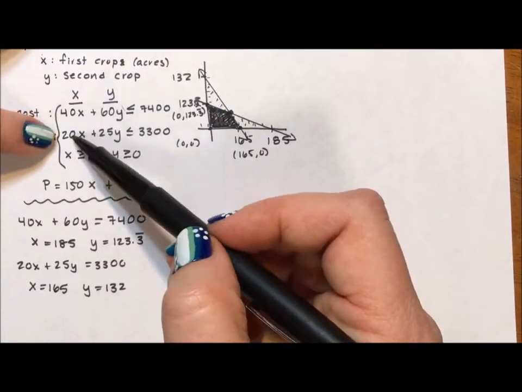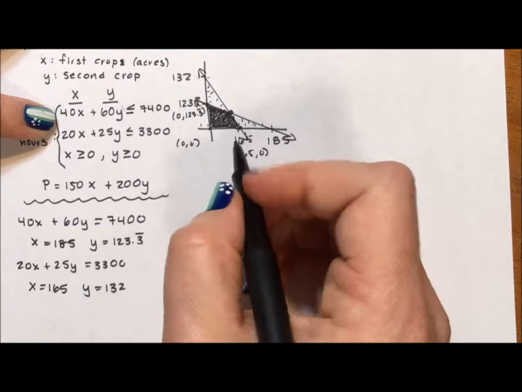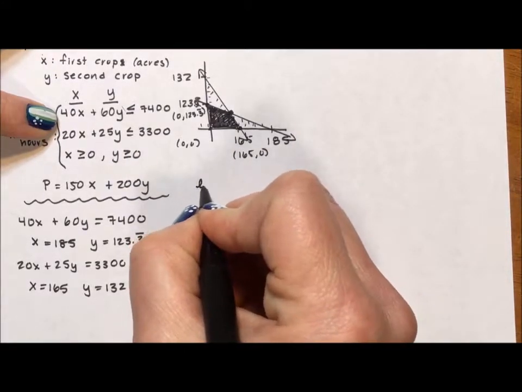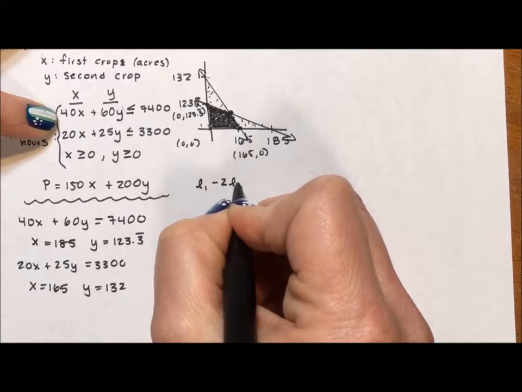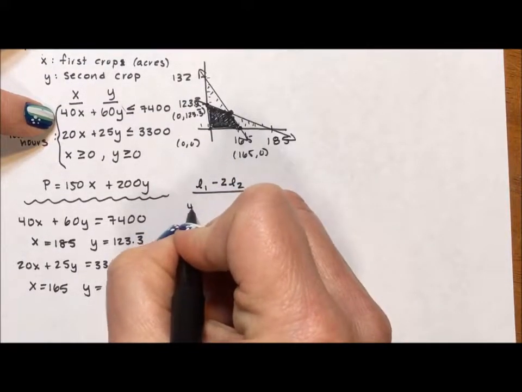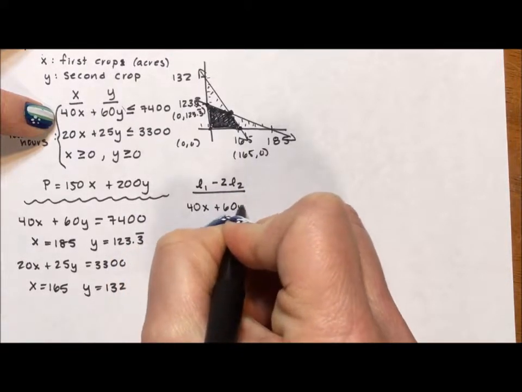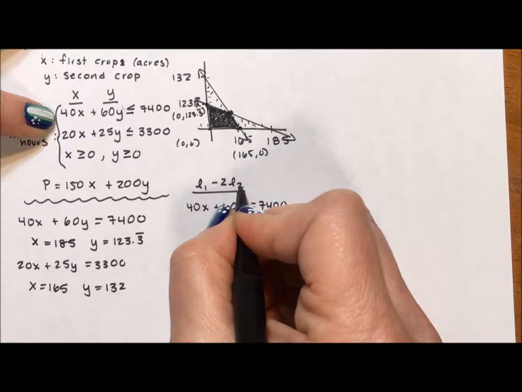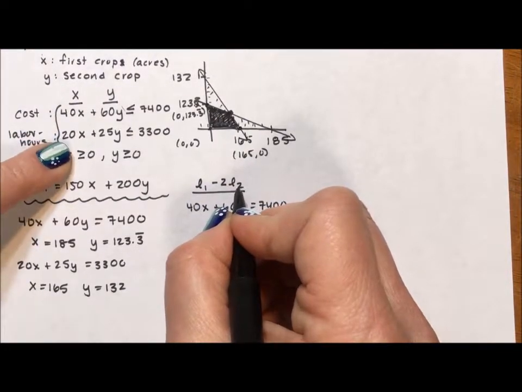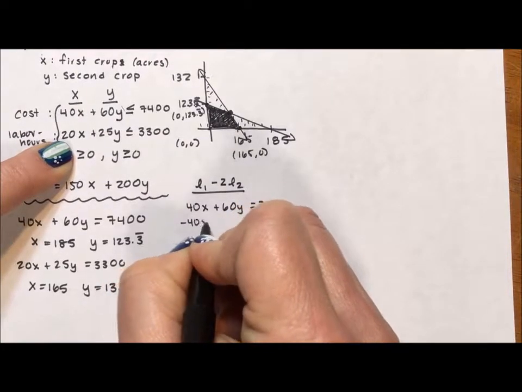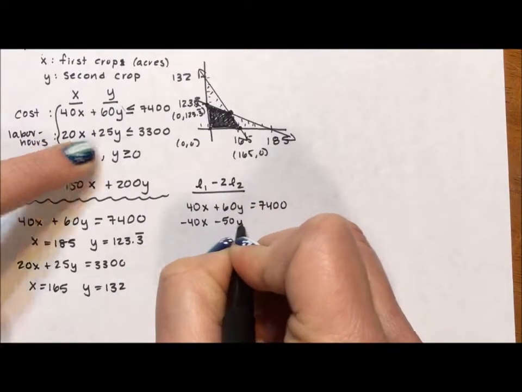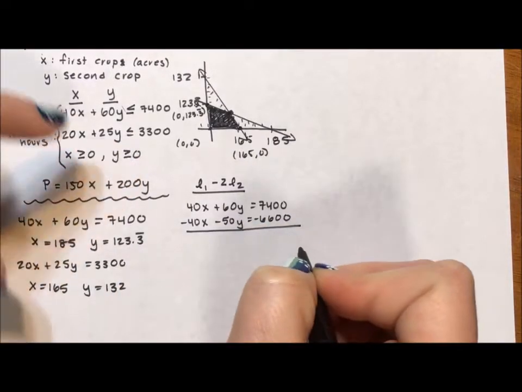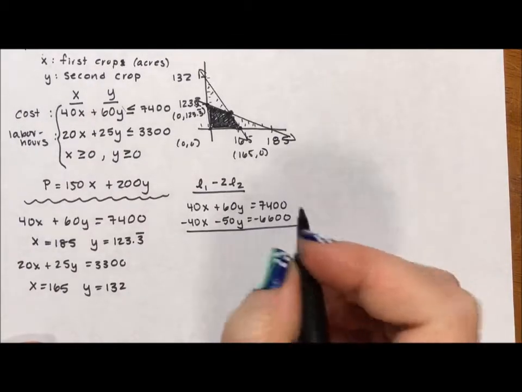25 doesn't go into 60, but 20 goes into 40. So what I'm going to do is take line 1 and subtract 2 times line 2. So line 1 is this 40x plus 60y equals 7,400. Actually, what I'm going to do is multiply line 2 through by negative 2. So negative 40x minus 50y equals negative 6,600, and add down. I find that if you multiply through by a negative and add down, you're more likely to get it right.